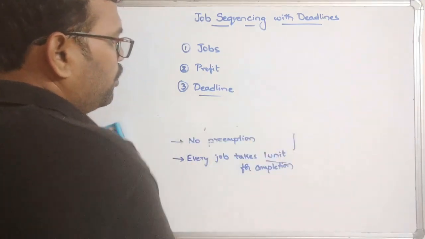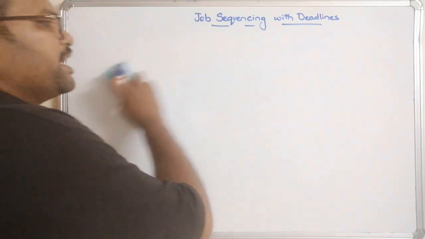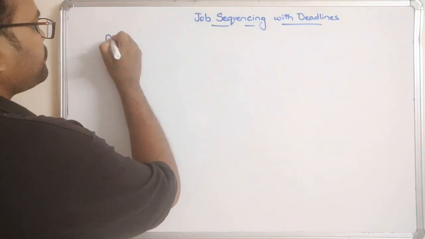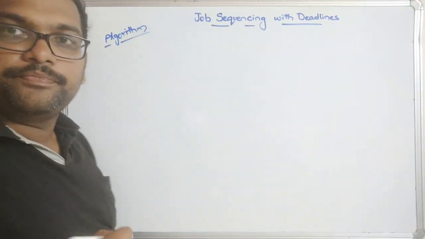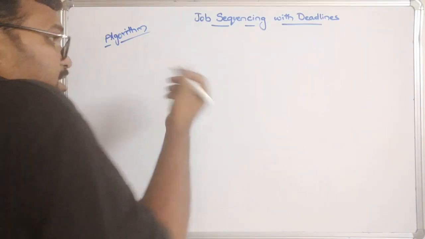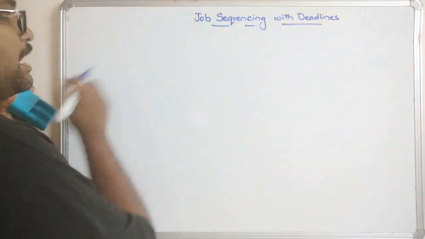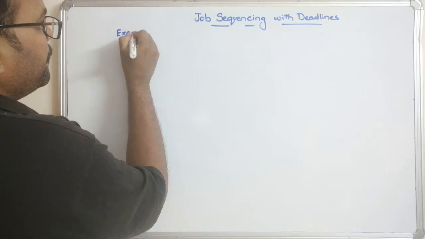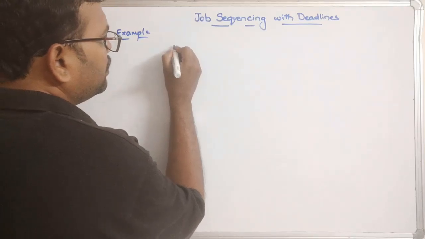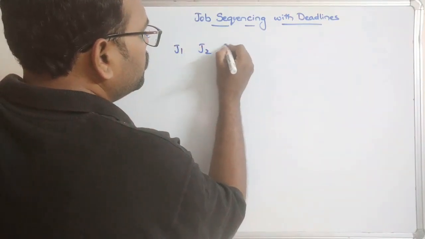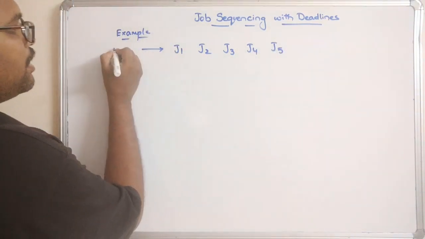Now we'll see the procedure, or we can call it the algorithm. Let us first take an example, then we'll move on with the algorithm, so that you will understand perfectly. Example: let us take a number of jobs. Let us consider 5 jobs: J1, J2, J3, J4 and J5. So these are the jobs.